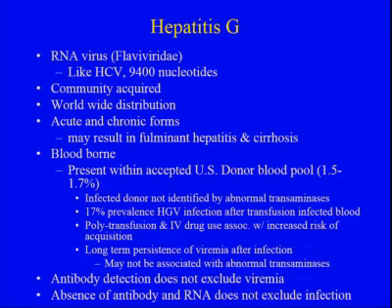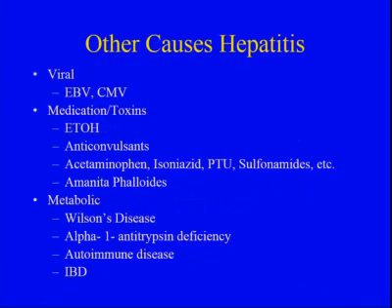Hepatitis G is an RNA virus in the group Flaviviridae, similar to hepatitis C. It's community acquired. Worldwide distribution, it causes acute and chronic hepatitis. It is blood-borne and it is present within the United States blood donor pool currently. Antibody detection does not exclude viremia. Right now, that blood pool and blood donors are not being actively screened for this.